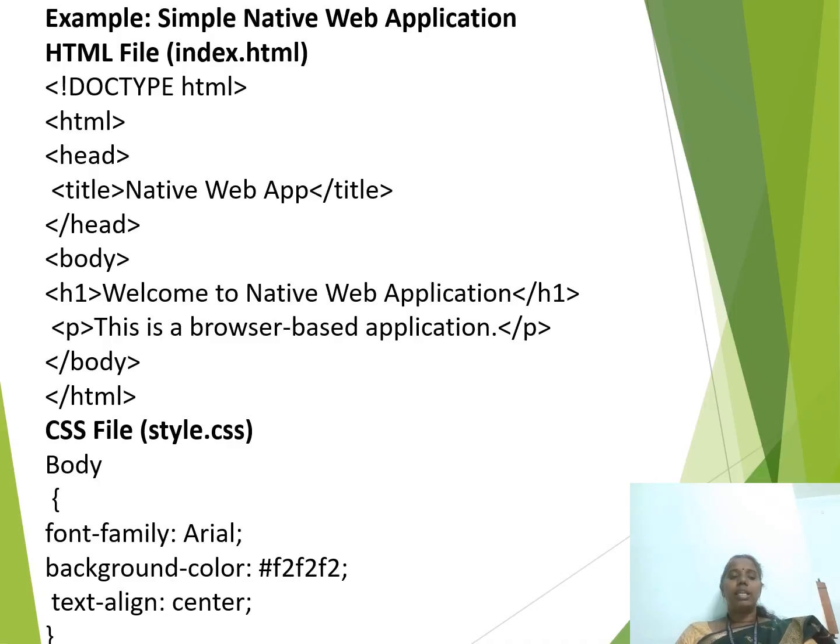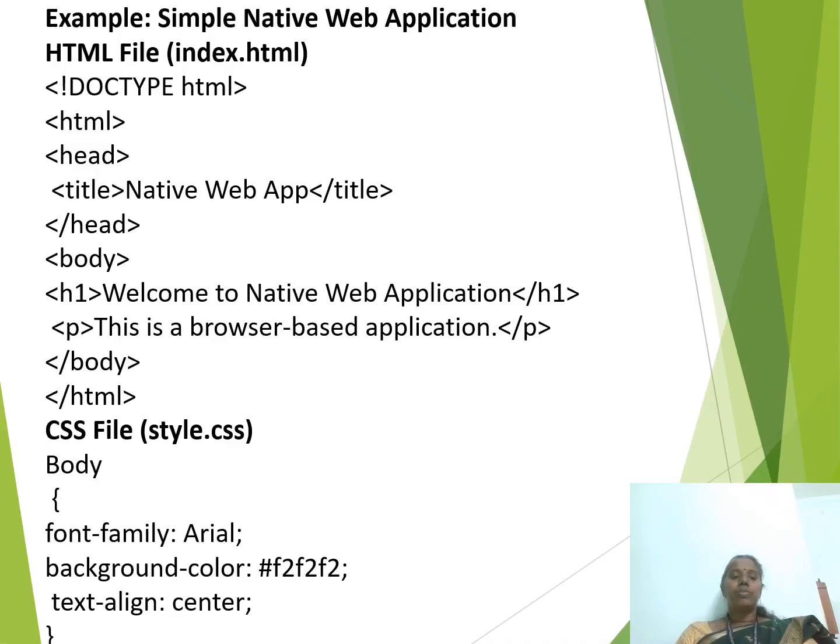And the next line is the header. In the header tag we used, welcome to the native web application. The h1 is a heading tag used for the main title, and it is large and bold by default. The next one, paragraph: this is a browser-based application. The p tag represents a paragraph and is used for text content. So when you open this HTML in a browser, it displays a large heading, shows a paragraph below it, and works in any browser. This forms the basic structure of a native web app.